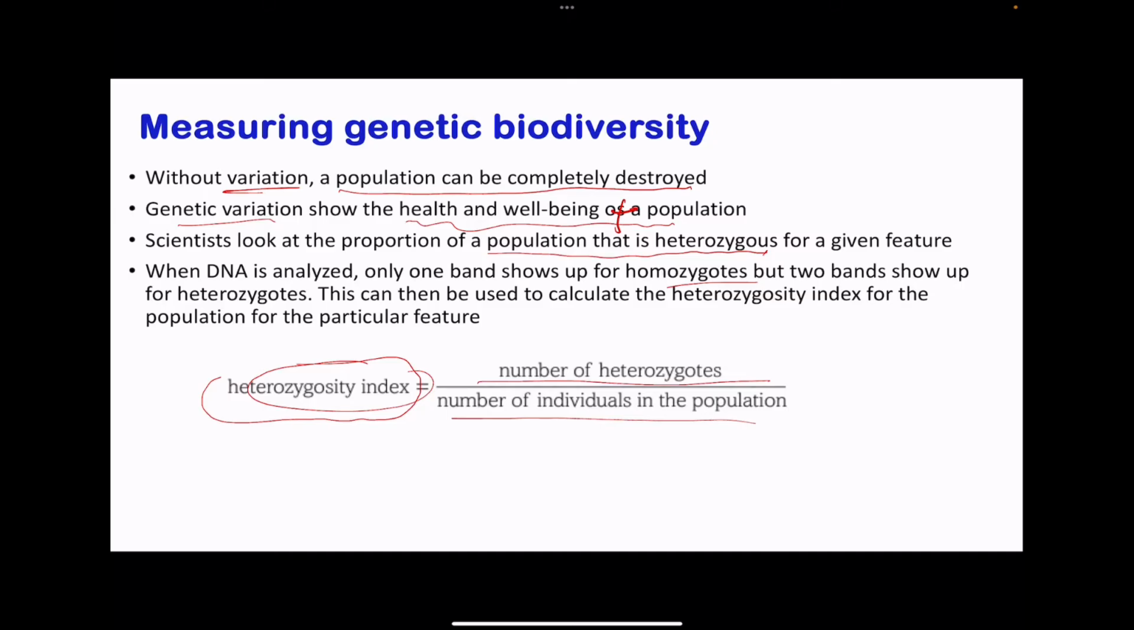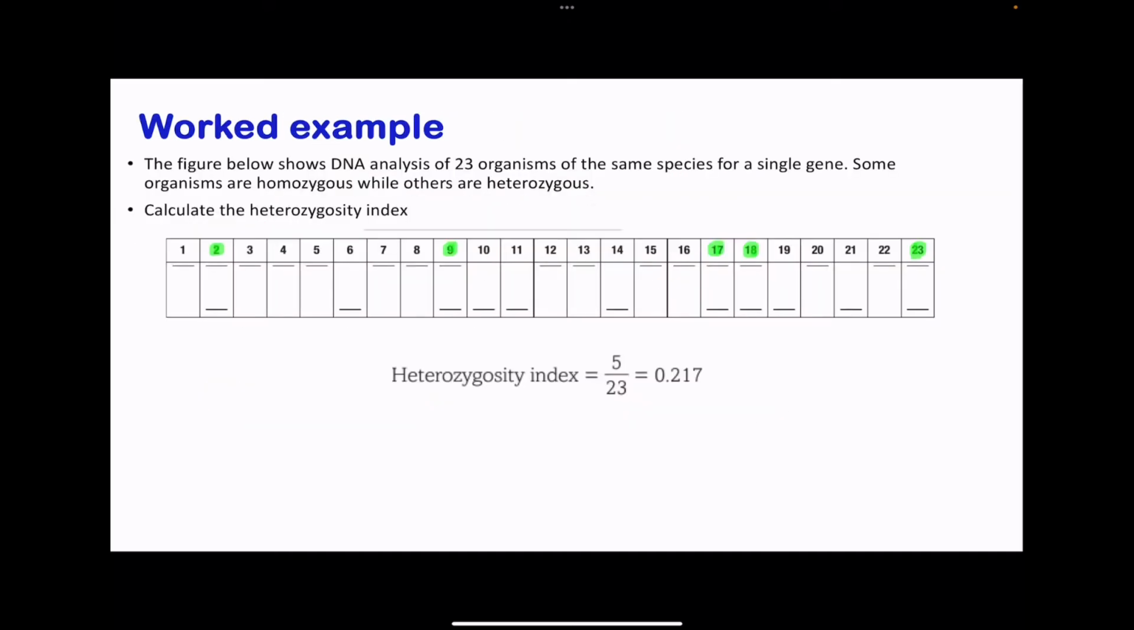Using this worked example from your textbook, here we have a figure that shows 23 different organisms of the same species. For a single gene, we can see some of them are homozygous and others are heterozygous. This is heterozygous, that is heterozygous, that is heterozygous, heterozygous, and heterozygous because, of course, for the heterozygous we see two bands and the homozygous are going to show one band because the alleles are the same.